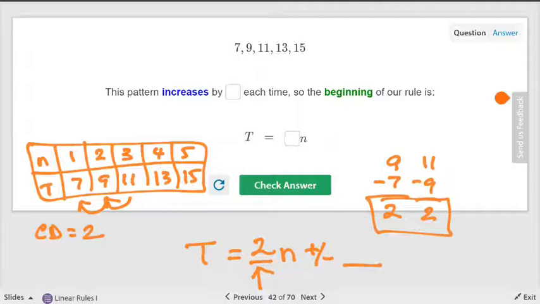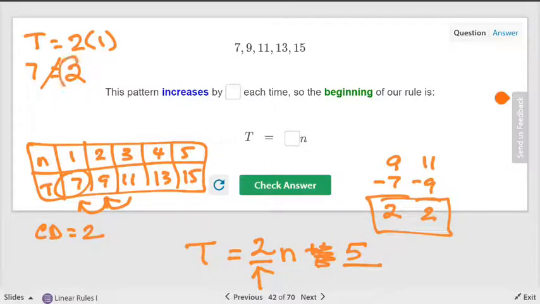But now we need to test it to see if it works. And always just test it using the first number. So t equals 2 times 1. And our t in that case is 7. And 2 times 1 is what? 2. Does 7 equal 2? No. That tells us we have either an addition or a multiplication to do. So what plus 2 would give us 7? So we need to add 5. Remember, if this is positive, all we need to do is simply subtract it to find our number.